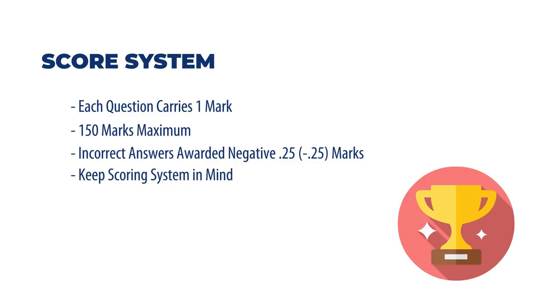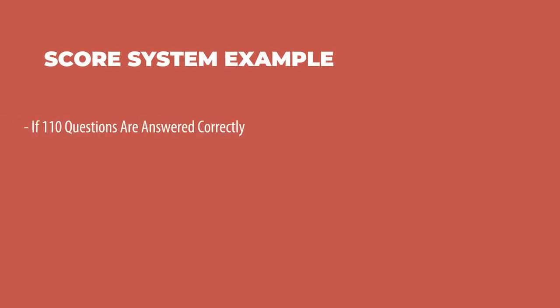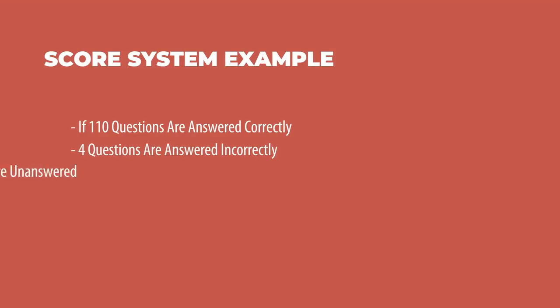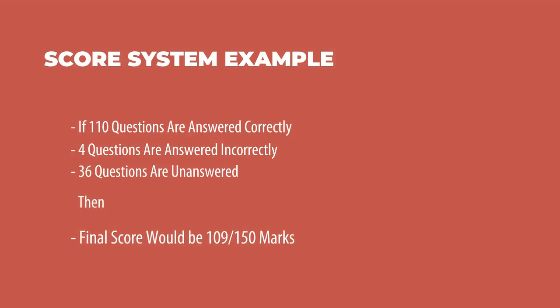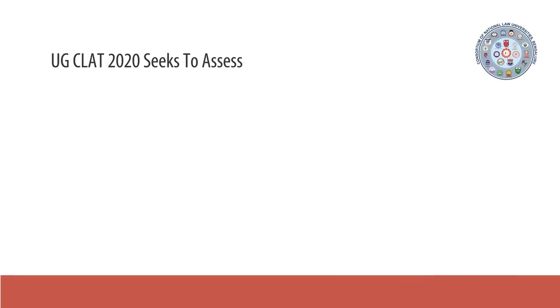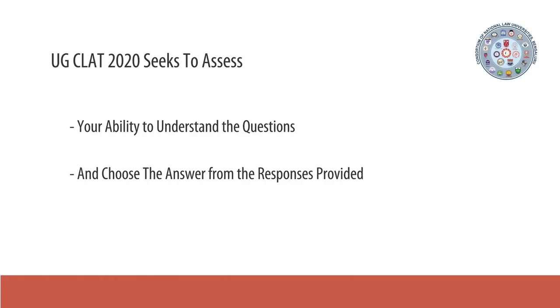It is important to keep the marking system in mind while answering the exam questions and to turn in your responses accordingly. For example, if you answer 110 questions correctly, 4 incorrectly, and leave 36 questions unanswered, then your final score will be 109 on 150. From each subject, you will be asked questions that seek to assess your ability to understand the question and to choose the correct answer from the responses provided.